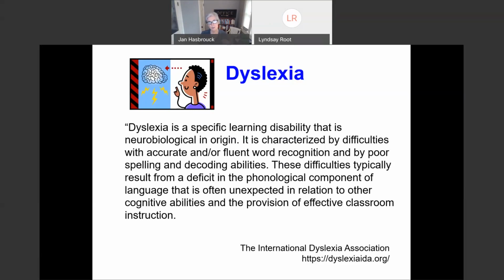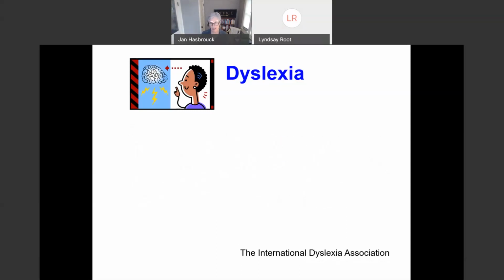Dyslexia is a language-based disorder, and it is an auditory disorder. Not the ability to hear, but the ability to process the auditory components of language. And it is often unexpected. People with very high IQs and high abilities can have dyslexia. Average to low skilled folks can have dyslexia too. It's totally unrelated to cognitive abilities. And it can appear even though effective classroom instruction has been provided.